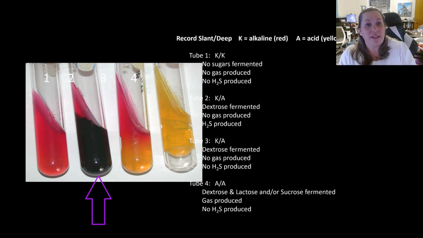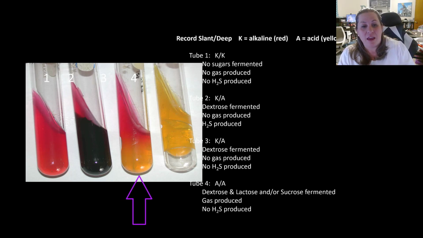Test tube 2, however, does have some dextrose fermented because we have the red color. So this is a KA. The reason we knew this was A before is because it also turned black. There's also no gas production, but if it turned black at the bottom, like you see here, it is an H2S producer. Test tube 3 is a KA. This one is dextrose fermented. There's no gas produced again, but we do see that there's red on the top, yellow on the bottom. So again, this is why it is KA, K being the alkaline, A being the acid. Since there's no black present, there is no H2S produced.